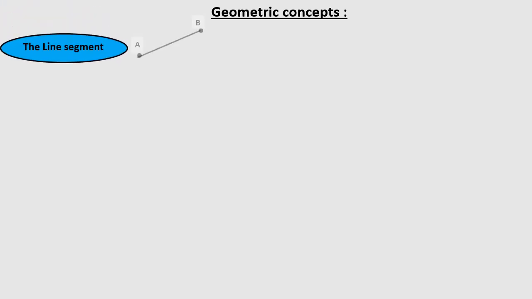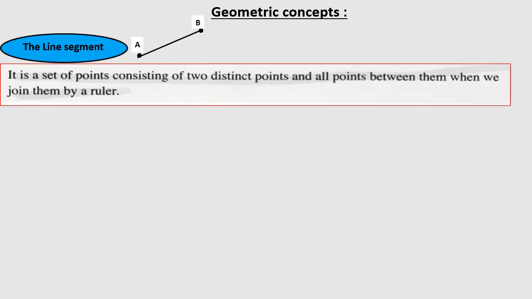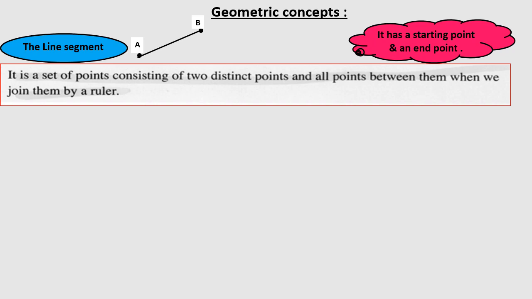Number 1, the line segment AB. It's a set of points consisting of two distinct points and all points between them when we join them by a ruler. It has a starting point and an end point, so we can measure its length. We can read this line segment as AB or BA.